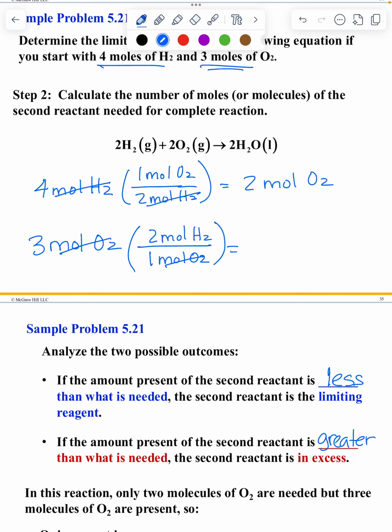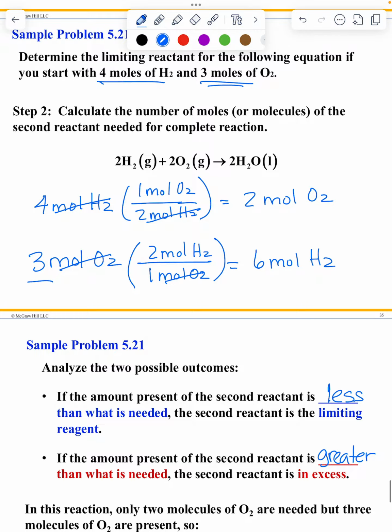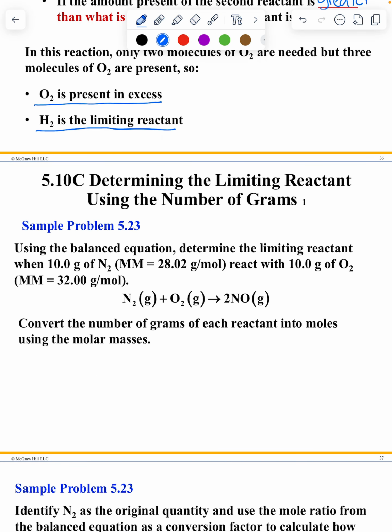All right, let's look at our next problem. So we have this balanced equation. It says determine the limiting reactant when 10 grams of N2 react with 10 grams of O2. So it gives us the molar masses here. And we can see that the first step we need to do is to convert our grams to moles. We have to convert grams to moles because the equation is written in terms of moles. So the first step is always going to be convert grams to moles.